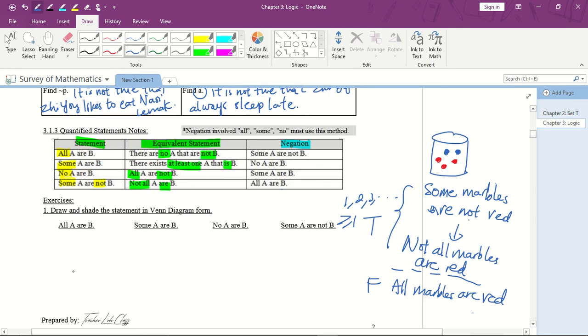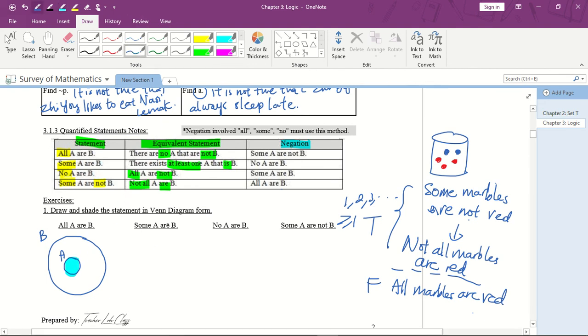All A are B means that everything in A is in B. So basically you can draw it this way. This is A, this is B. So for all A are B, we shade the region here.